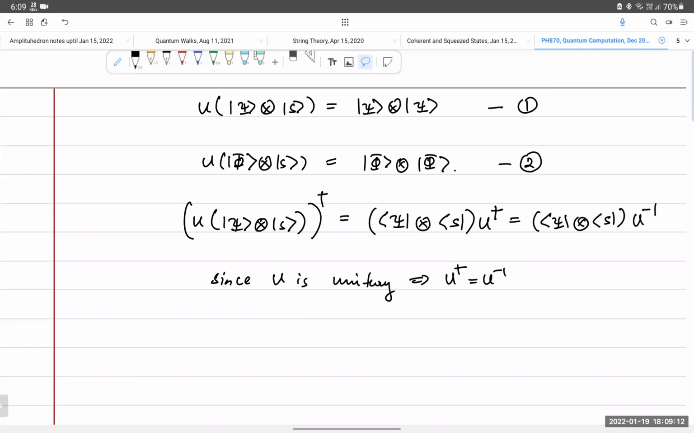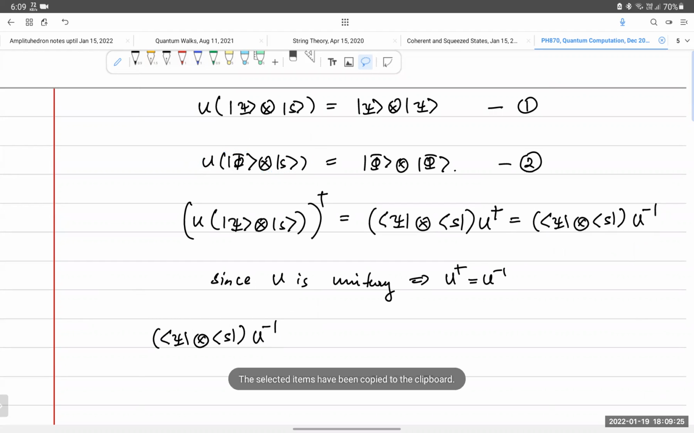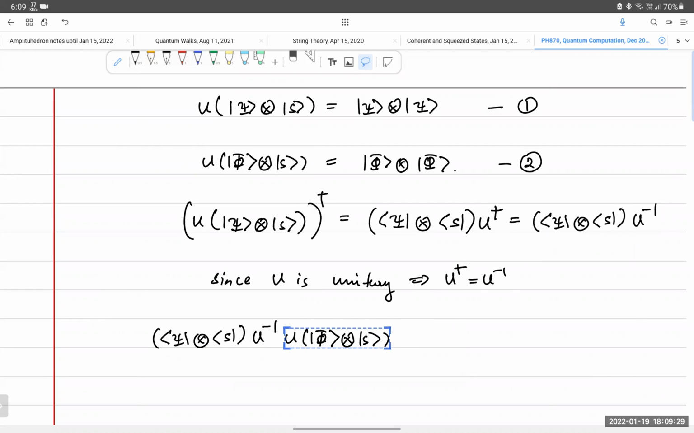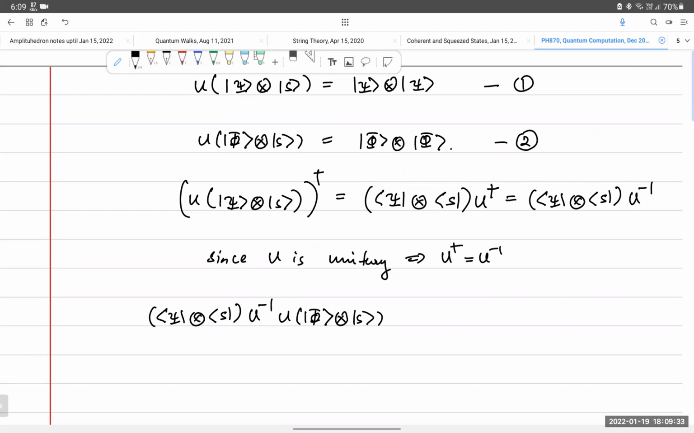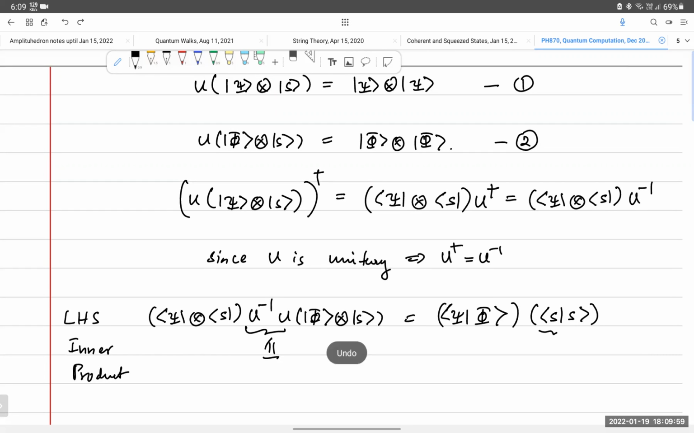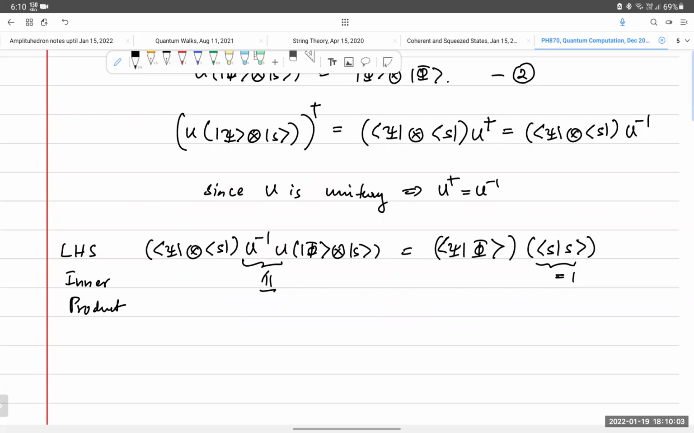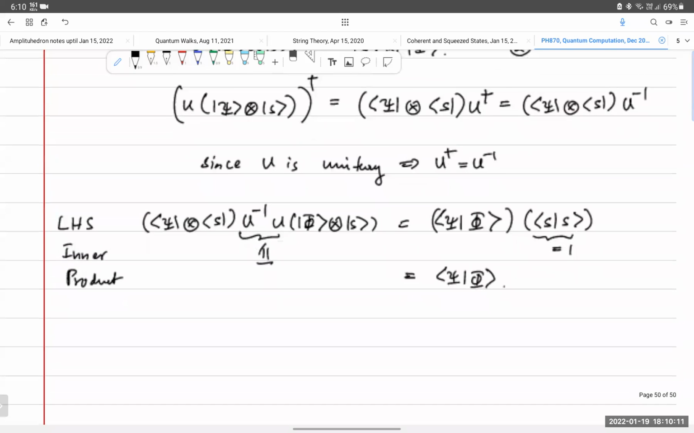And now I take the inner product, where this is one side of the expression and this is the other side. So this is the inner product of the left hand side. What will I get? Well, this will just give me the identity, and then I will get the inner product of psi with phi and S with S. And again, this is 1, taking S to be normalized. So the inner product of the left hand side gives me the inner product of psi and phi. It's pretty cool, right?